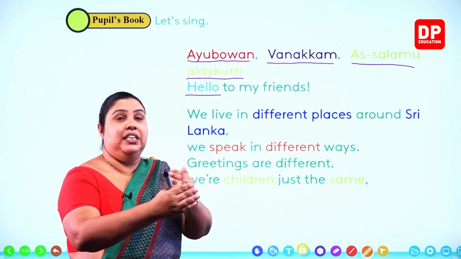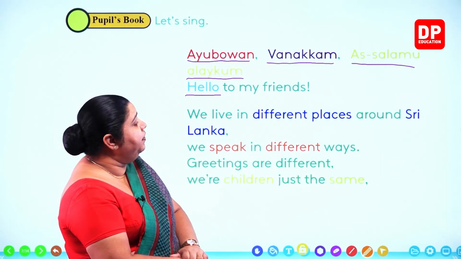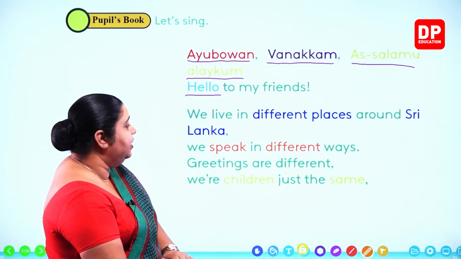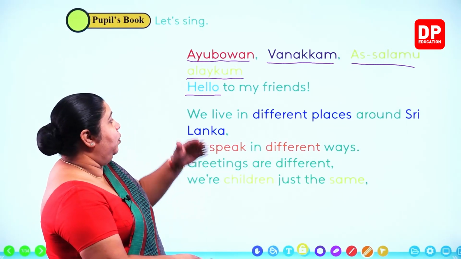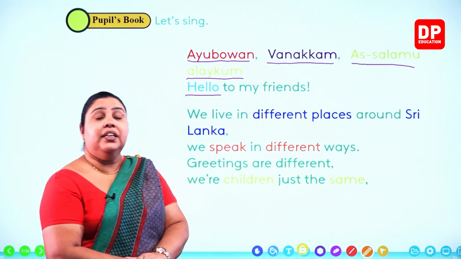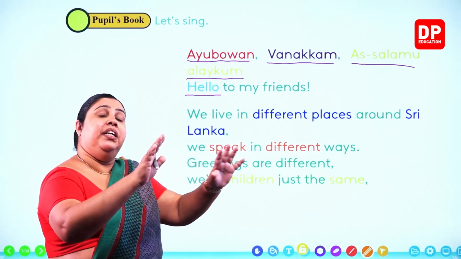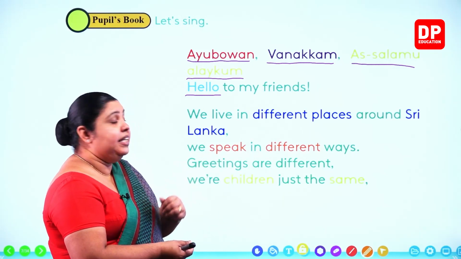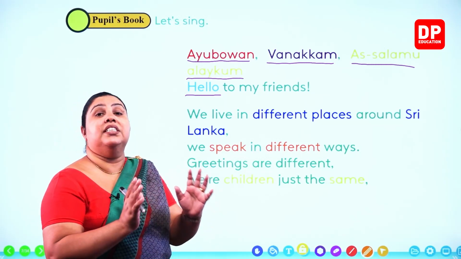And we greet each other in different ways. We speak in different ways. Greetings are different. We are children just the same. අපි කොයි විදිහට greet කෙරුවත්, even though we say Ayubowan, Vanakkam, hello or Assalamu alaikum, even we live in different places in Sri Lanka, we speak different ways, different languages, we are all together. We are children just the same.